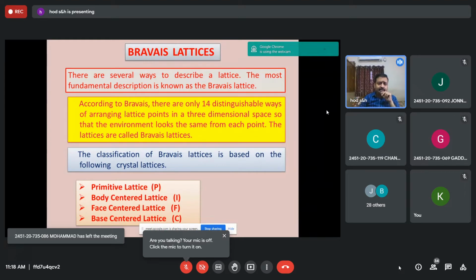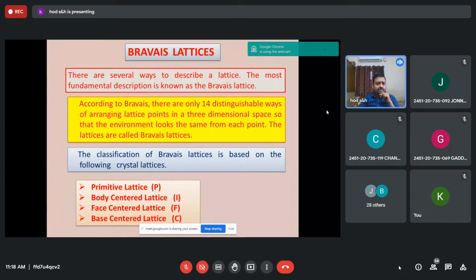And the second one, Bravais lattices. This you may also get: describe Bravais lattices. There are several ways to describe a lattice. According to Bravais, there are only 14 distinguishable ways of arranging lattice points in 3D space so that the environment is identical. These 14 ways of arranging lattice points are called Bravais lattices.